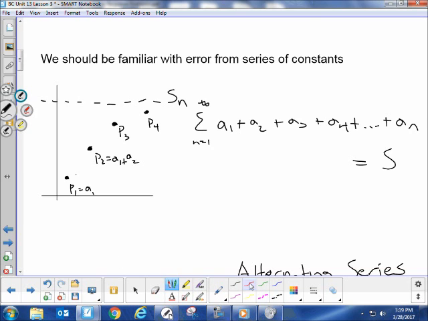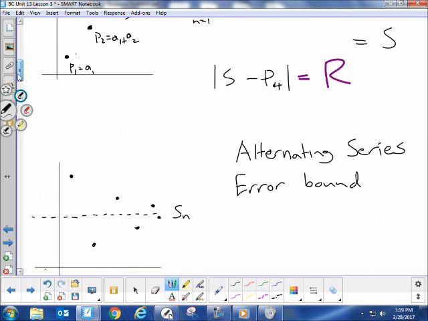And we would see that our error is right here between any of them. If we looked at our fourth partial sum, we would say S minus P4 is equal to that remainder, R. There's my error. Of course, if we kept going out, we would see that our partial sums would get closer and closer, infinitely close to my nth partial sum. But we didn't talk about how we calculated that error until we got to alternating series.